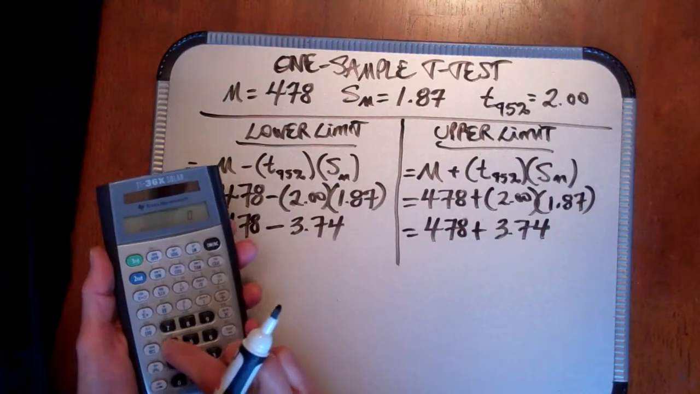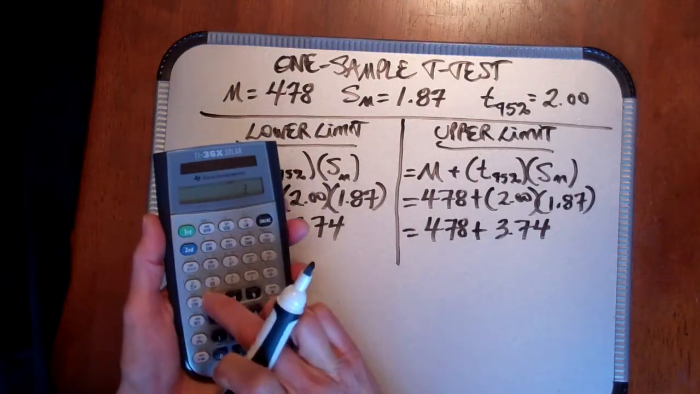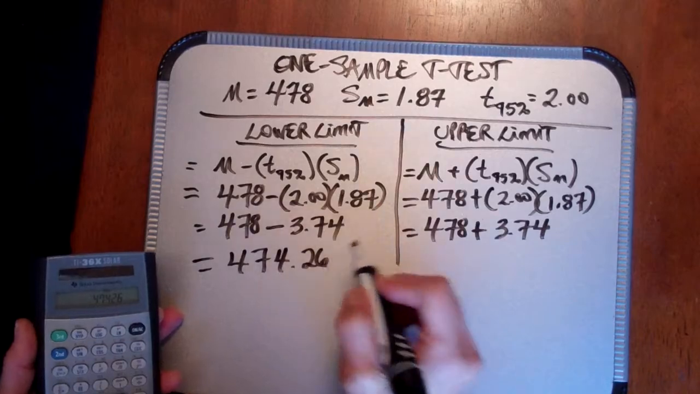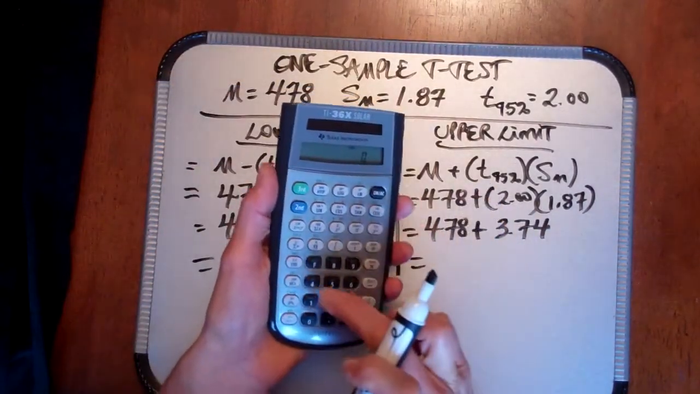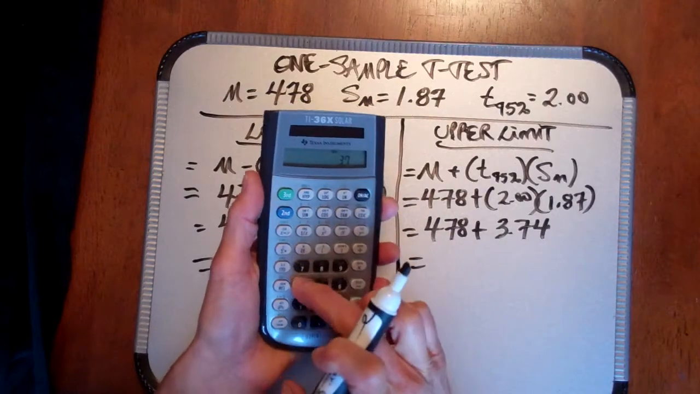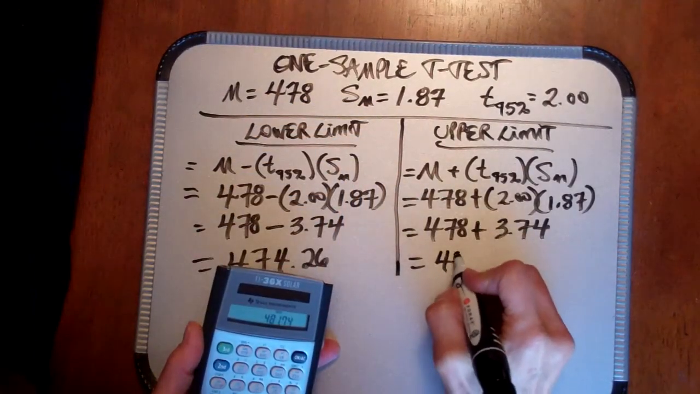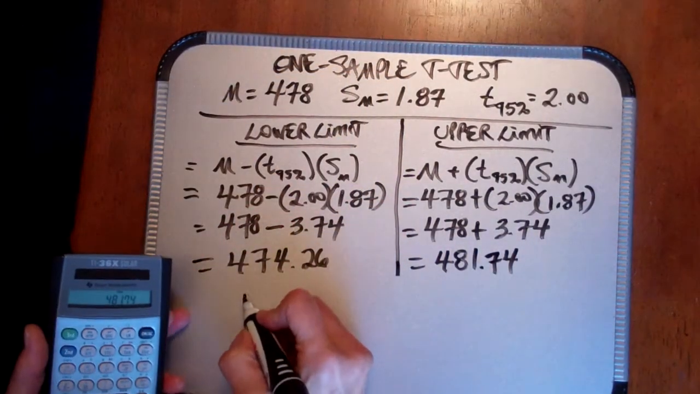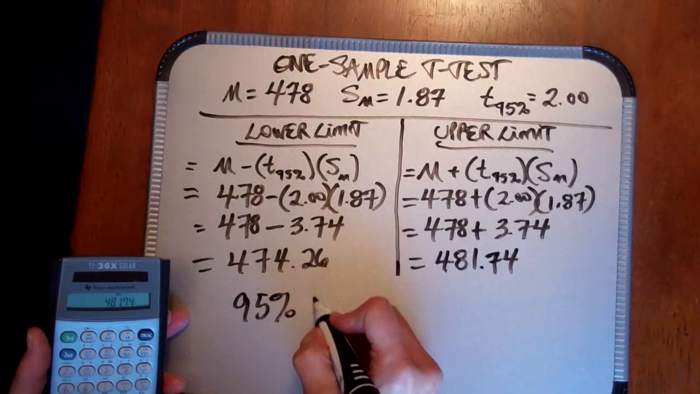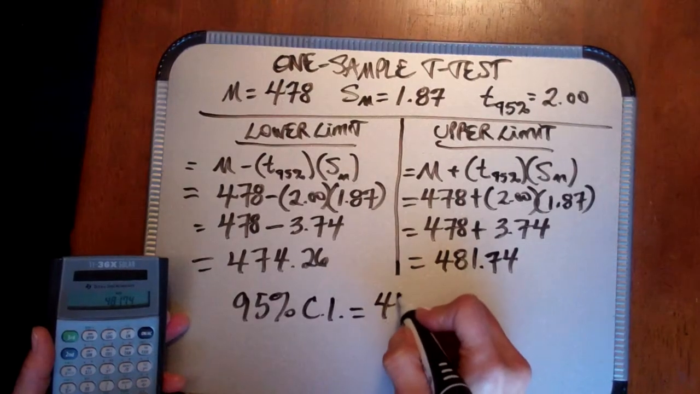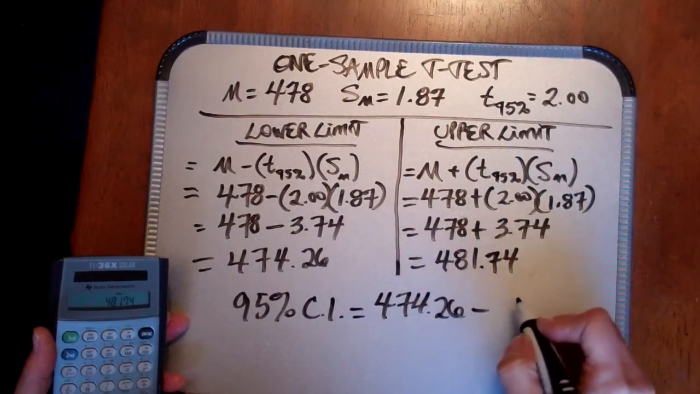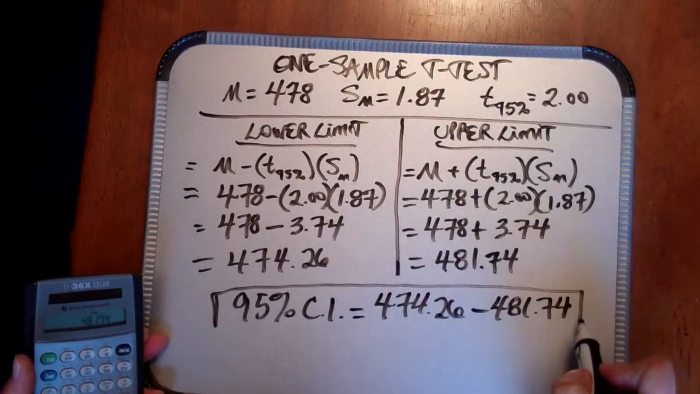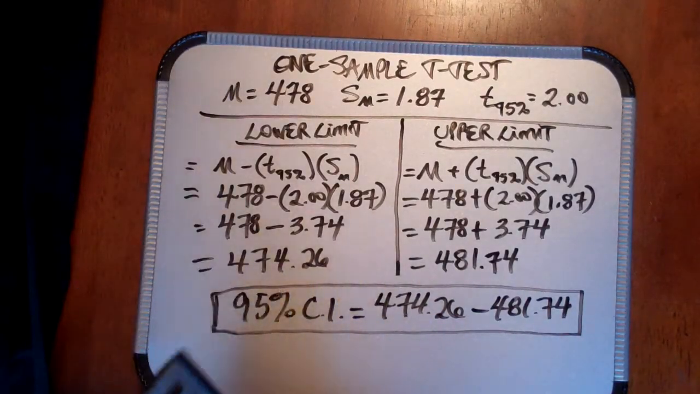So let's do this. 478 minus 3.74 gives you 474.26. And when you add that value, 478 plus 3.74 equals 481.74. This is your 95% confidence interval, all right? And we might write that 95% CI equals 474.26 to 481.74.